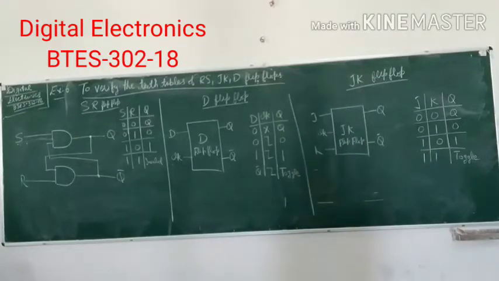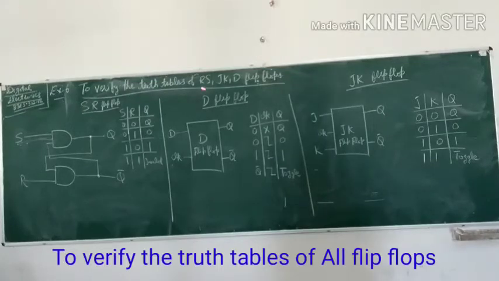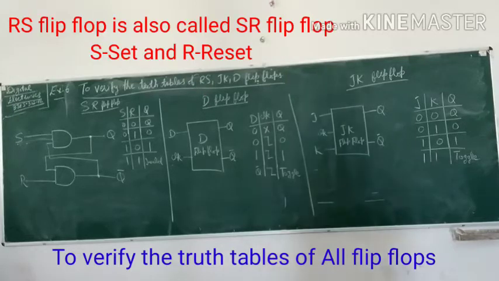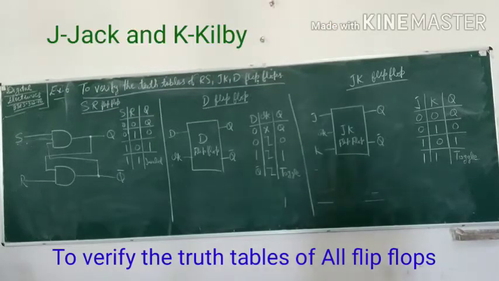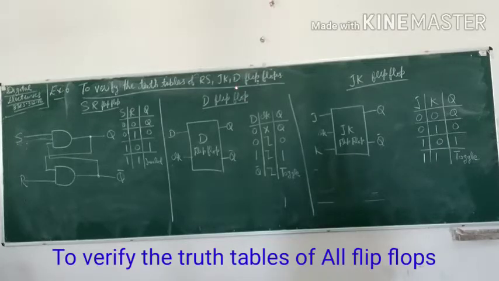Students, our next practical is to verify the truth tables of RS, JK and D flip-flops. So RS flip-flop is also known as SR flip-flop. Its full form is set and reset or reset and set. Whereas JK flip-flop is based on the scientists who have implemented some changes in SR flip-flop by implementing the clock, and from that JK flip-flop, D flip-flop is being derived. So the very first is SR flip-flop.